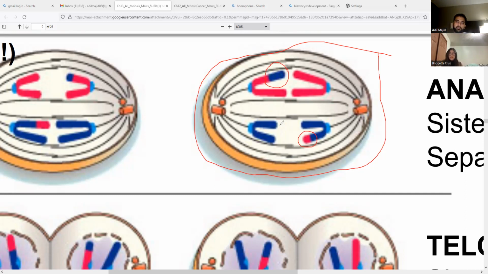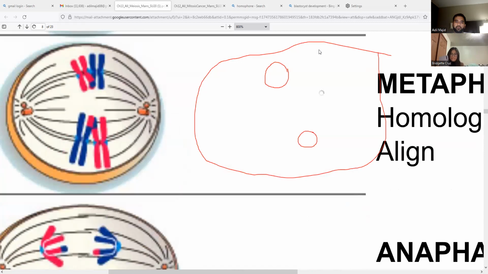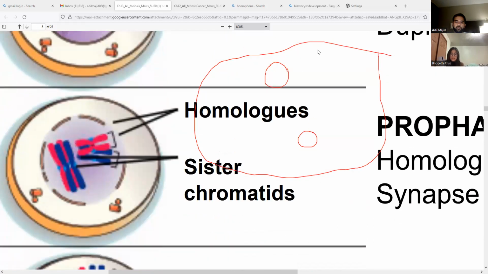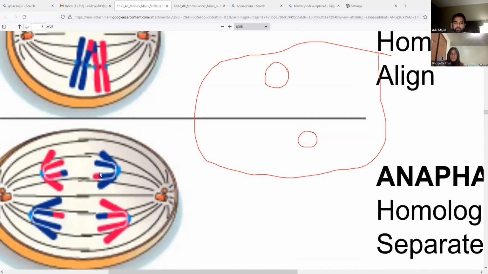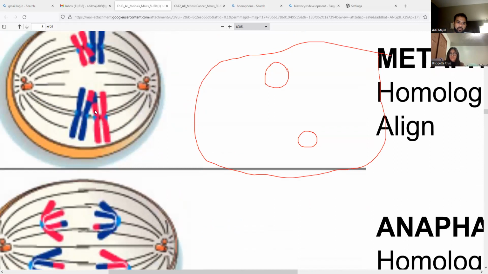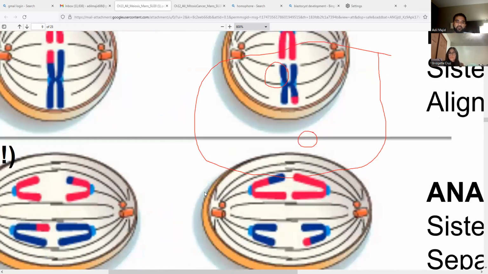Anaphase one looks like this. Anaphase one is homologous chromosomes. Why does it have a blue tip? Well, these look like they're separated. Yeah, because the crossing over happens in meiosis one. So in anaphase one, you're not separating sister chromatids, you're separating these homologous pairs. Oh yeah, I'm so dumb. Okay.